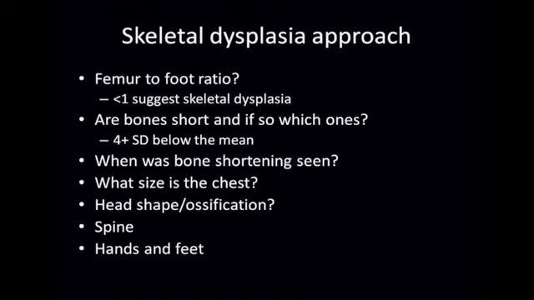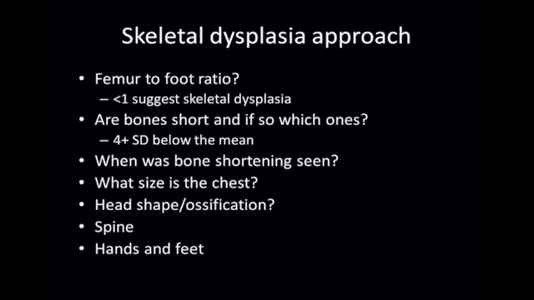When was the bone shortening seen? The earlier you see short long bones, the more likely you are to be dealing with a bad versus lethal skeletal dysplasia. What size is the chest? The small chest is the thing that makes these children unable to breathe and to oxygenate. So the small chest size is again associated with lethal conditions.